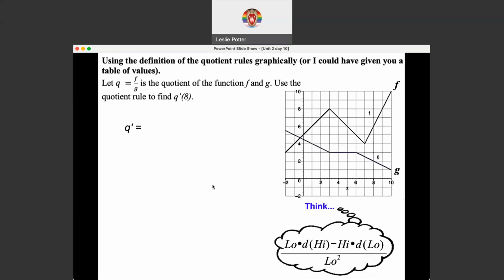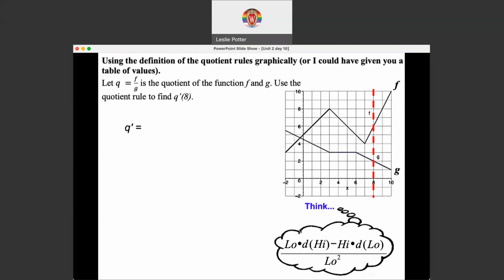We're doing that all at 8. So we're looking right there. Okay, we're looking right along that red dashed line, and we're picking off points and we're picking off slopes. So I'm going to go ahead and now look, I have F's and G's now. Okay, and the question says let Q be F over G. Right, that's why this comes in handy, the low D high minus high D low.